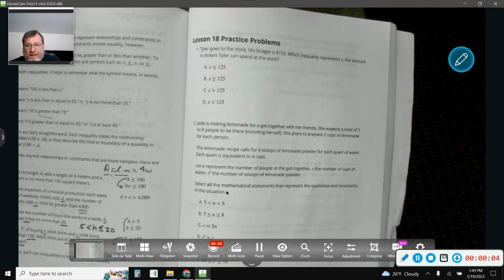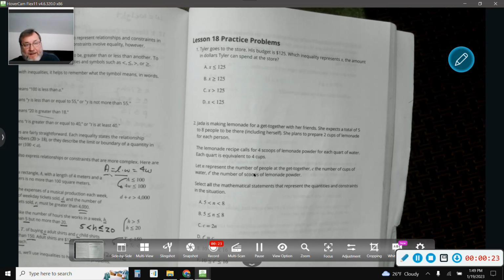Hello students, and this is the start of lesson 18 practice problems. Again, remember, if you need to, do these by yourself first and then come and watch the video to make sure that you get the correct answers and maybe get a little bit better explanation of how this needs to be done. So with that, we're going to start on lesson 18 practice problems.